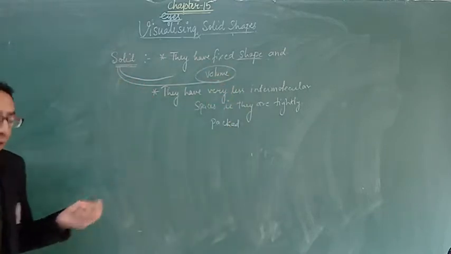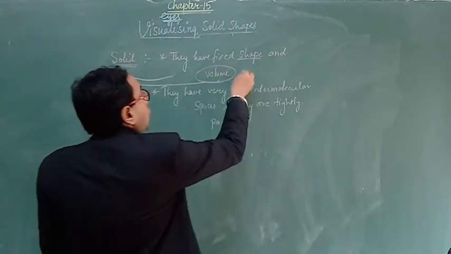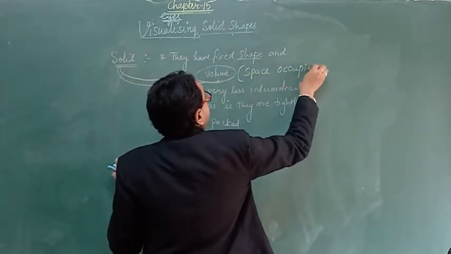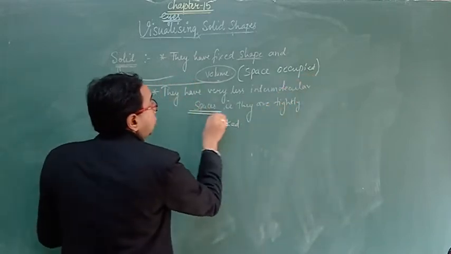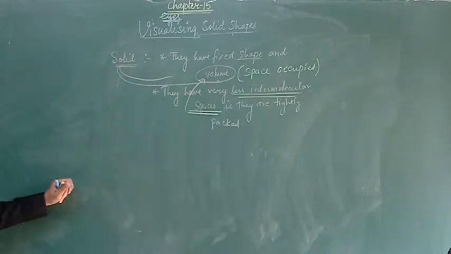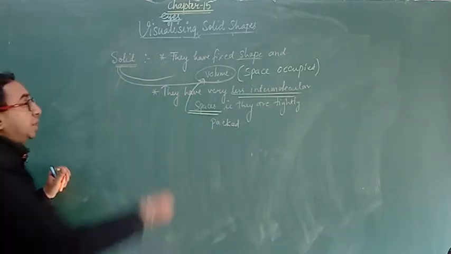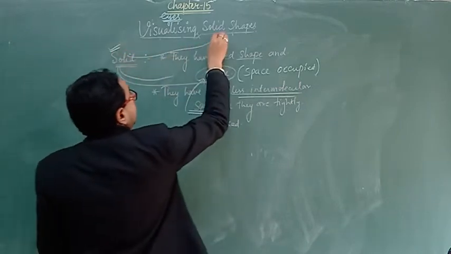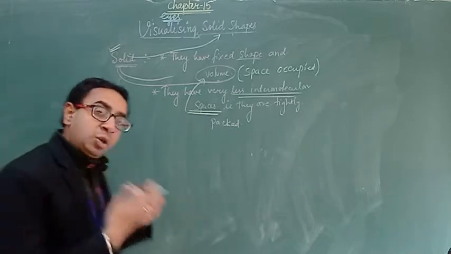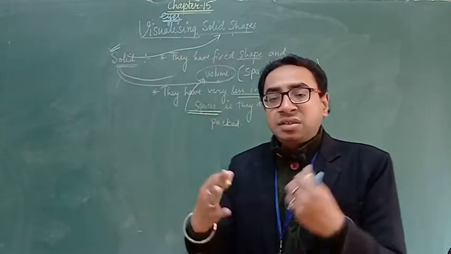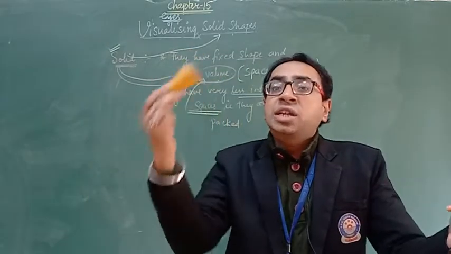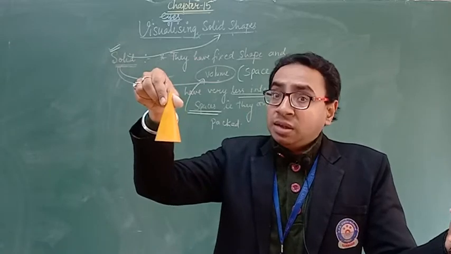What do you mean by volume? Volume basically means the space occupied. And yes, solids occupy a lot of space. Hence, the volume of a solid is much greater as compared to the other states of matter. These are two important properties, hence we are including solid shapes. These shapes have a fixed shape. A cuboid is a cuboid, a cube is a cube, a cylinder is a cylinder, a cone is a cone. If I modify this, the shape will change. It will not remain a cone.